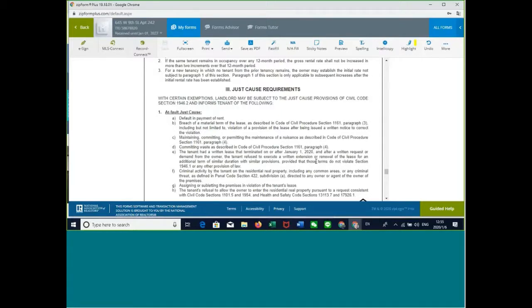And then you see E here. E here is very important. It says here, tenant had a written lease that terminated on or after January 1st, 2020, and after a written request or demand from the owner, tenant has refused to execute a written extension or renewal of the lease for an additional term of similar duration with similar provisions, provided that those terms do not violate Section 1946.1 or any other provision of law.